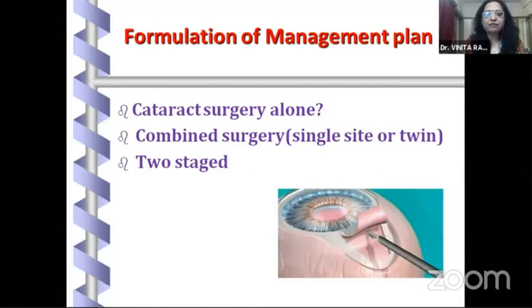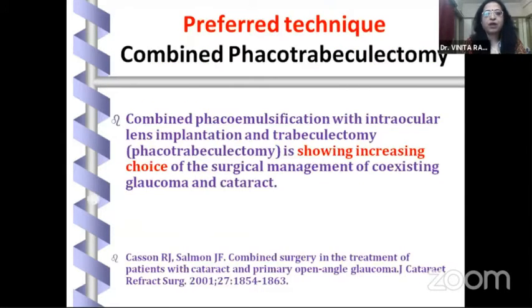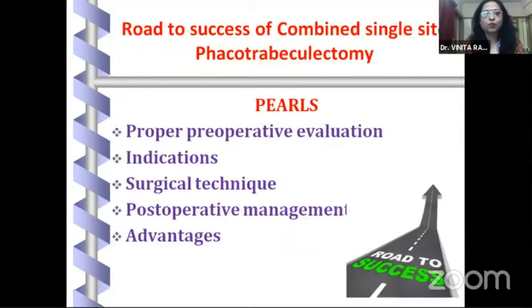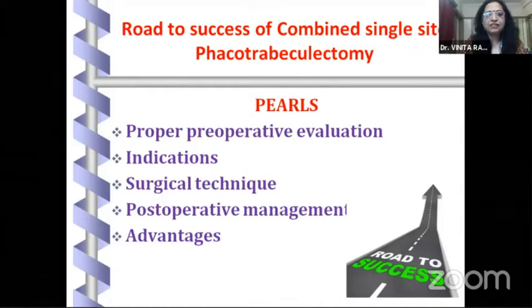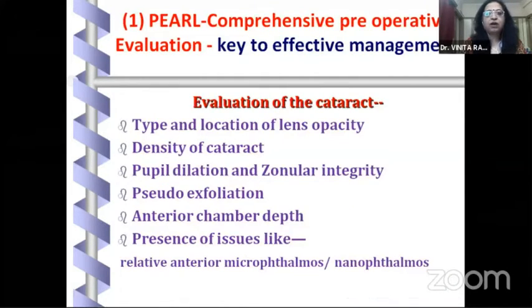When we formulate the management, we can do cataract surgery alone, we can do a combined surgery through a single site or a twin site, or we can do a two-staged surgery. I prefer the technique of combined phacotrabeculectomy because it shows good results, which we will be discussing soon. I will be giving you a road to success for combined single site phacotrabeculectomy by providing pearls in the form of preoperative evaluation, indications, surgical technique, postoperative management, and advantages.